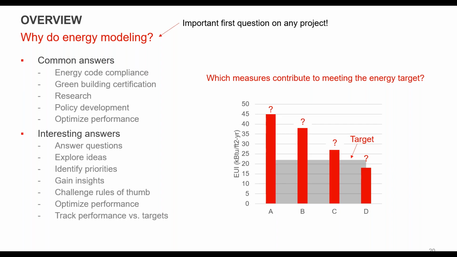And a way of showing a representation of how you could show this data, you could be looking at 4 different alternatives. This could be envelope or HVAC, whatever it is, but you could have a target where you have an EUI that needs to be, say, at 22. You have a bunch of design alternatives. A good way to use modeling is to graphically show the results of which one of the options will actually get you to your target.